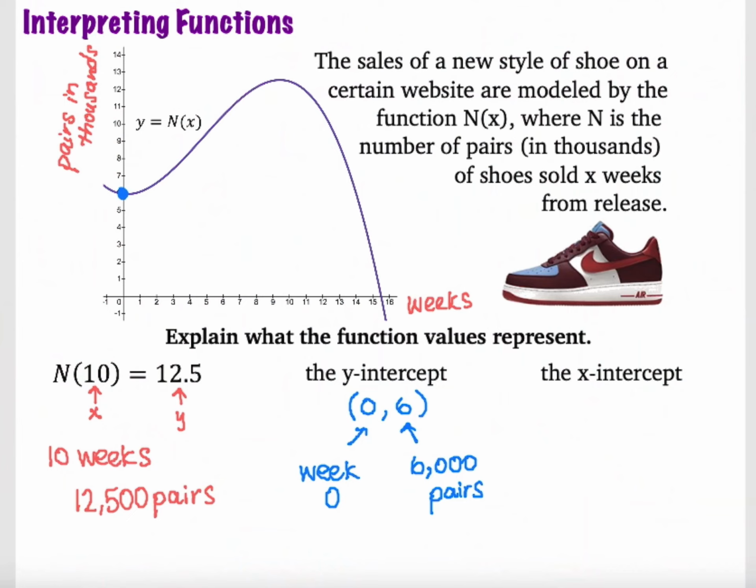And then x-intercepts, looks like it's about 15 and a half. Again, x-intercepts always have a y value of 0. Y-intercepts always have an x value of 0. And this is talking about week 15 and a half. So partway through week 15, these are not going to be very popular anymore. We are going to sell 0 pairs. They've run their course, not very popular anymore.